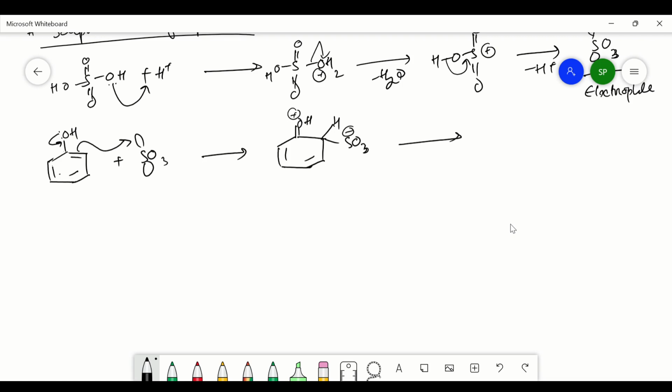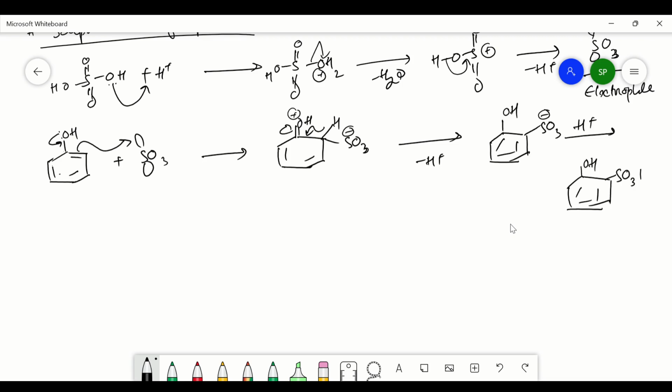The next step is removal of H plus, and the driving force is aromatization. The SO3 minus takes up the H plus and forms SO3H. Okay, so this is the sulfonation of benzene.